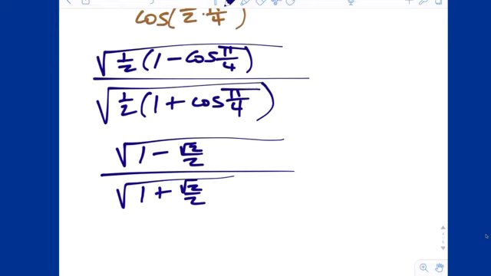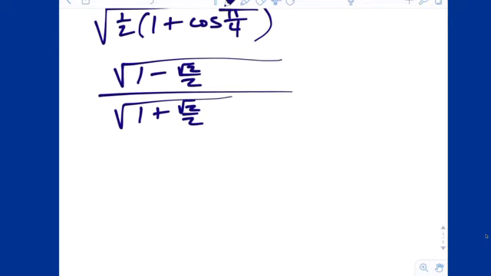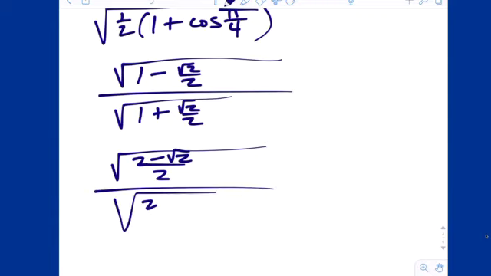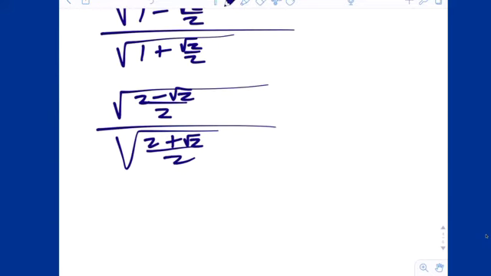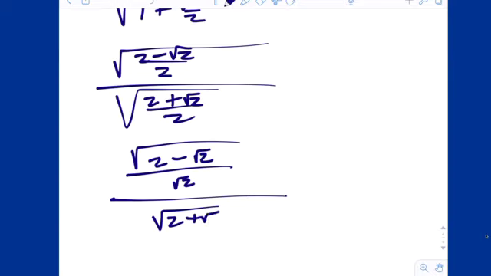So there's the numeric answer, but it's ugly. You got radicals in the denominator, and you have fractions under radicals. So if you simplify the top and bottom, kind of like what we just did, you'll have a 2 minus the square root of 2 all over 2, all over 2 plus the square root of 2 over 2. And now if you give them each their own radical, you get the square root of 2 minus the square root of 2 all over the square root of 2, all of that over the square root of 2 plus the square root of 2, all over the square root of 2.